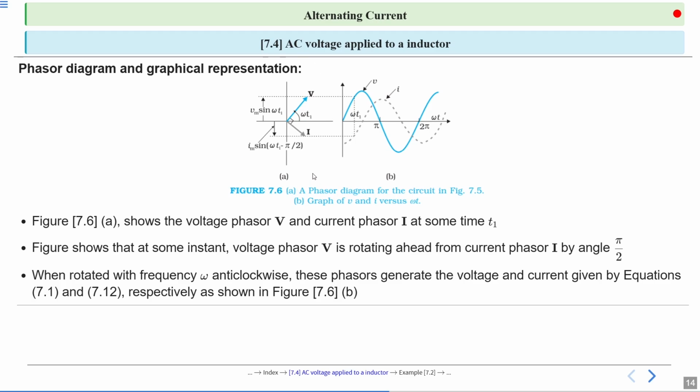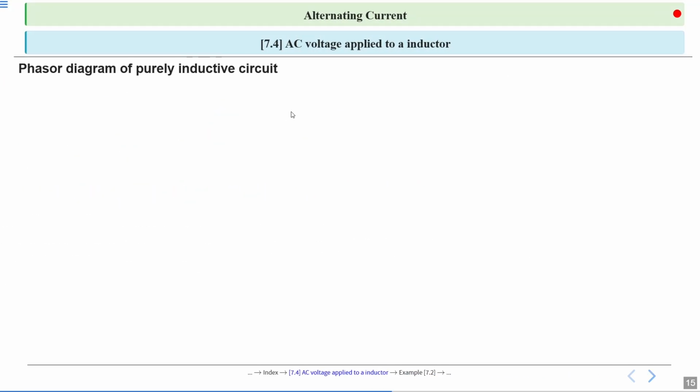You can see the dashed line in the graphical representation. Current is reaching its zero value after pi by 2 interval, or after omega t equal to pi by 2, and voltage is at 0. It means current is lagging behind by pi by 2 phase. Got it? I hope you understood this.